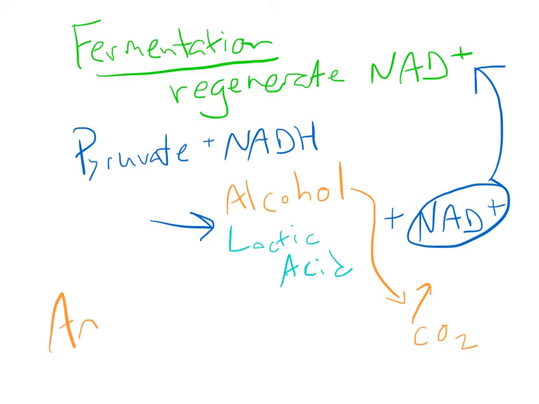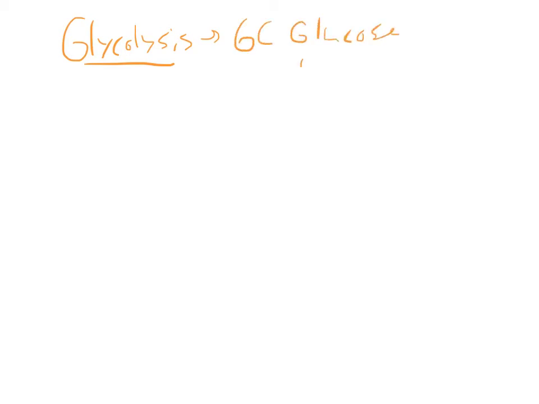Okay, so that takes care of anaerobic respiration. We do glycolysis, we do fermentation, and we can send that NAD plus back so that it can start glycolysis over again. So let's jump back real quick and take a look at what happened in glycolysis. So remember, in glycolysis we started with that 6-carbon glucose, and we broke it down into 2 3-carbon pyruvates.